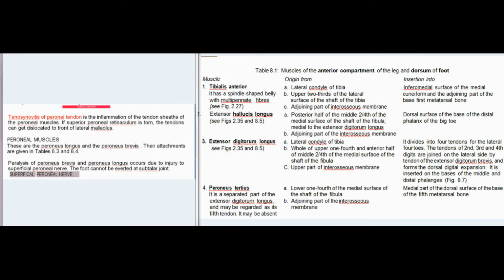Tenosynovitis of peronei tendon is the inflammation of the tendon sheaths of the peroneal muscles. If superior peroneal retinaculum is torn, the tendons can get dislocated to front of lateral malleolus. Peroneal muscles, these are the peroneus longus and the peroneus brevis. Their attachments are given in tables 8.3 and 8.4. Paralysis of peroneus brevis and peroneus longus occurs due to injury to superficial peroneal nerve. The foot cannot be everted at subtalar joint.